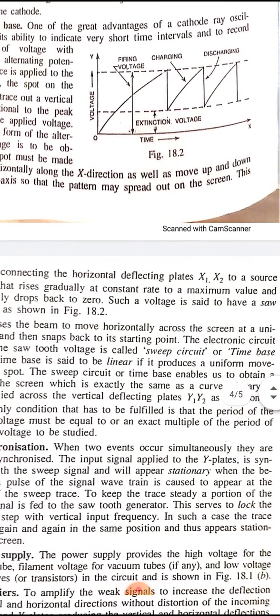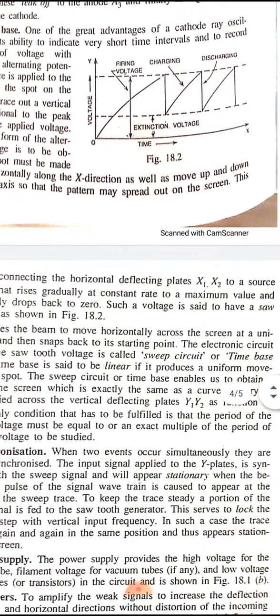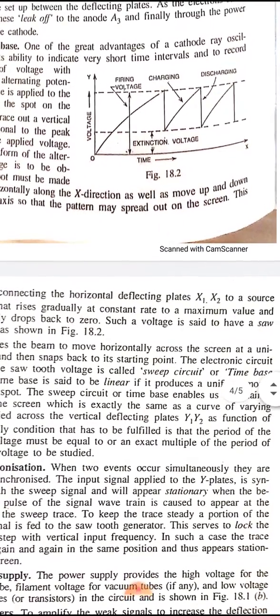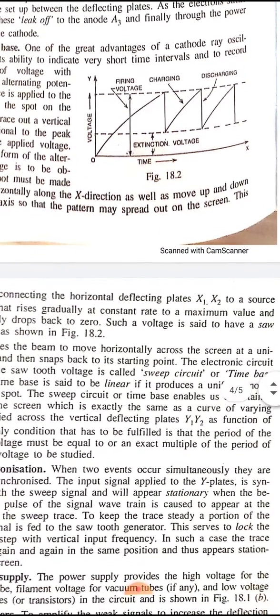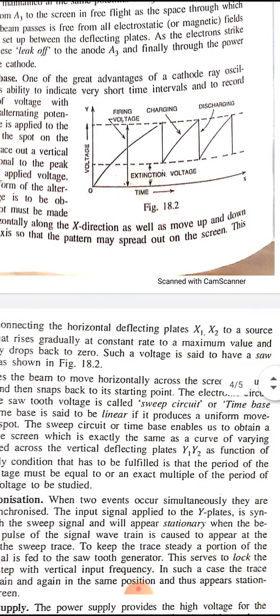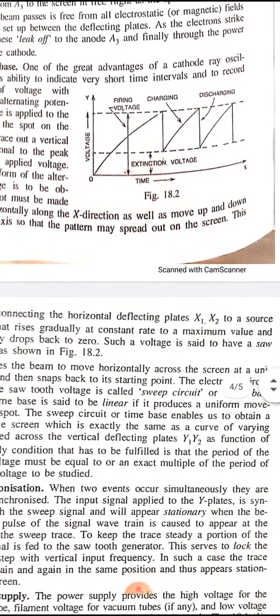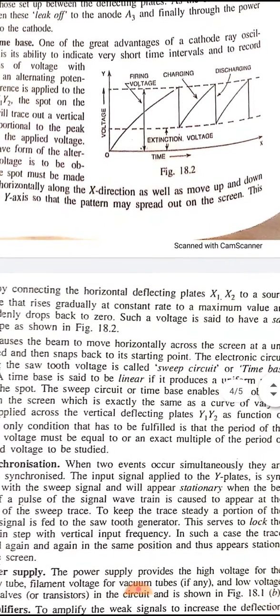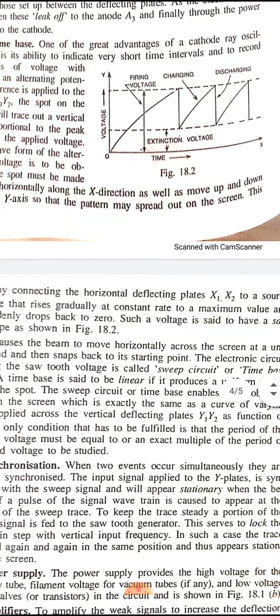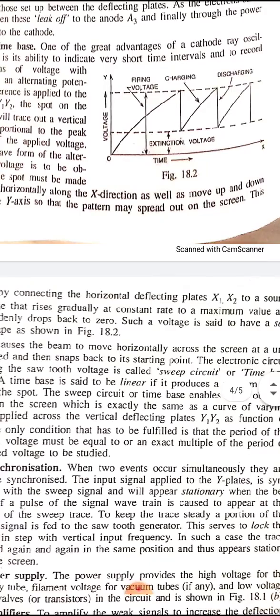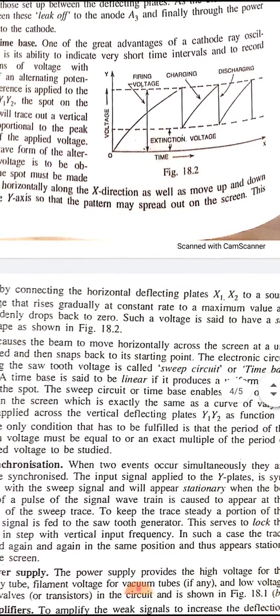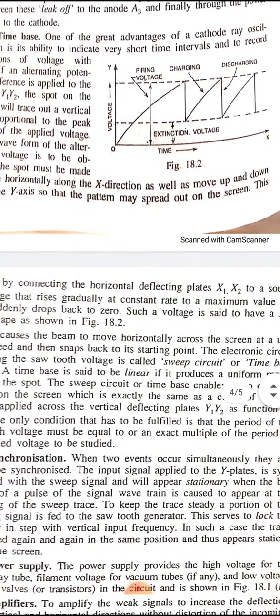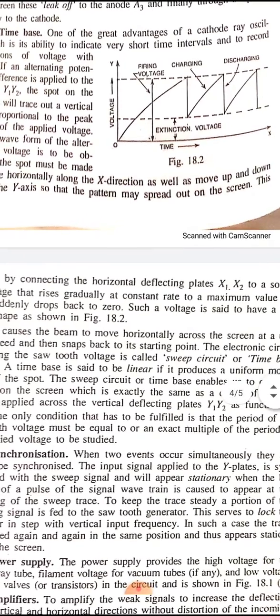allows us to obtain a pattern on the screen which is exactly the same as the curve of varying voltage applied to the vertical deflecting plates Y1, Y2 as a function of time. The only condition that has to be fulfilled is that the period of the sawtooth voltage must be equal to or an exact multiple of the period of the applied voltage being studied.